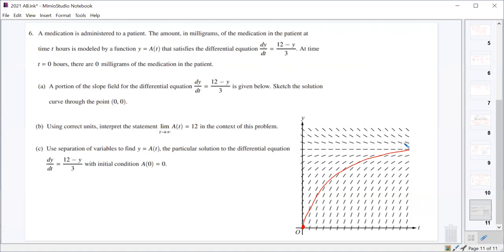Part B, using correct units, interpret the statement, the limit as t approaches infinity of A of t equals 12 in the context of this problem. Okay, so as t goes to infinity, A of t goes to 12. So what is that telling us? Right, it's a horizontal asymptote, that there's a horizontal asymptote of y equals 12. But within the context of the problem, what does that mean?